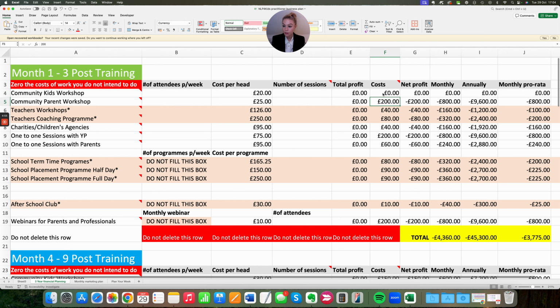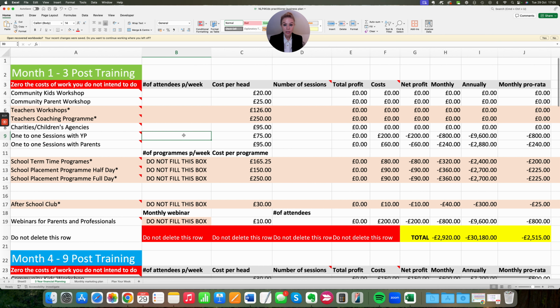I'm going to zero the costs for parents' community workshops because that's not something that new practitioners typically do, or teacher workshops or teachers coaching or working with charities. But what you most definitely will be doing is some one-to-one sessions with young people. I know you're going to be doing that because in your first 3 months after training with us and getting your franchise up and running, we'll be doing some marketing and advertising so that you'll be doing some consultation sessions.